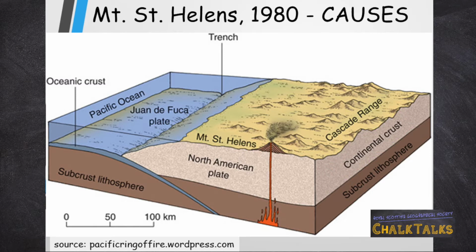As the oceanic crust sinks, it melts as a result of a combination of friction with the plate above and also heat coming up from the mantle beneath. The melted rock then forces its way back to the surface, where it erupts as a volcano.